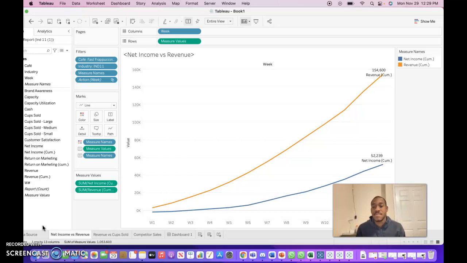from our business. First graph we would look at is income and revenue. Revenue is basically gross sales, and income is basically the profit that the company made. This is all the money after expenses. We can see that in week 13, our revenue was 154,600, and our net income was 52,239.